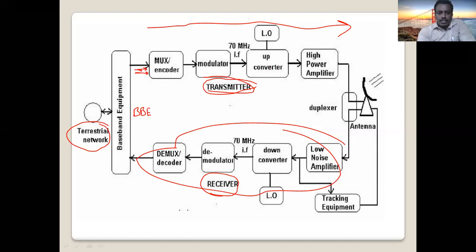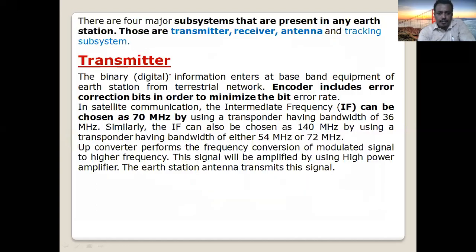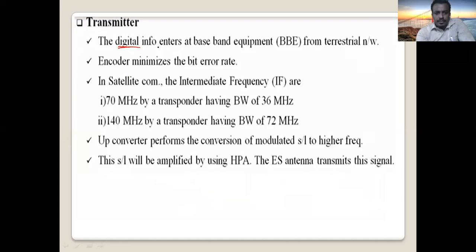Okay, so the encoder. First, the digital info enters into the baseband equipment from where? From the terrestrial network. From any network on the ground, the data comes to the baseband equipment. I'll show you this equipment in the video. So that's the first step.